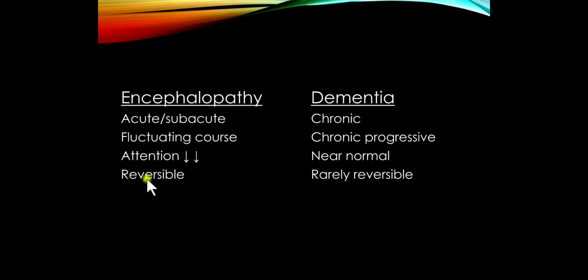And encephalopathies are generally reversible. The alcohol wears off. The electrolytes return to normal. You treat the infection, and the patient's back to normal. Dementia syndromes are rarely reversible.